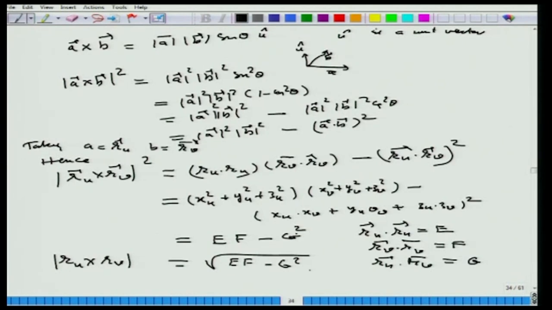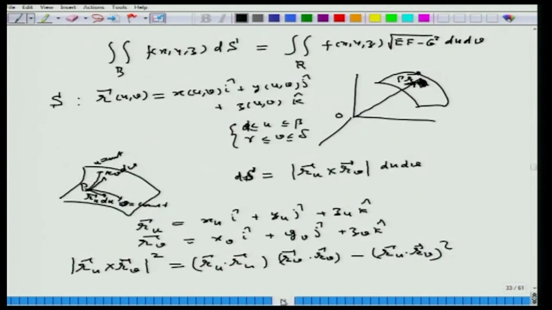So, this absolute value of r_u cross r_v square comes out to be EF minus G square. Therefore, absolute value of r_u cross r_v is square root of EF minus G square. We take here the positive square root, and that is what we have here, and so in our formula this integral comes out to be in terms of, now x, y, z are functions of u, v here, and we have calculated that dS equals square root of EF minus G square du dv. So, that is nothing but this integration over the flat surface du dv, which we already know how to calculate.